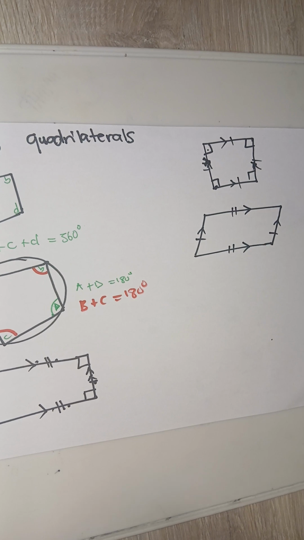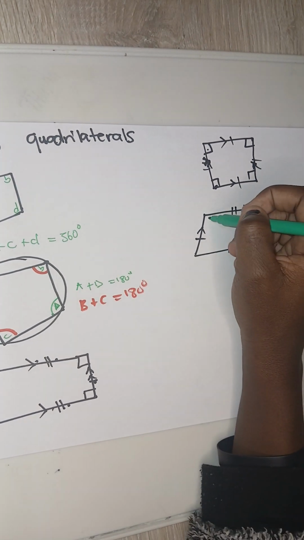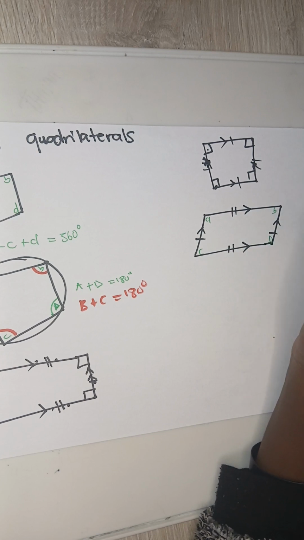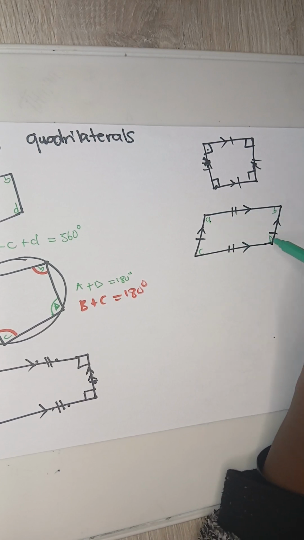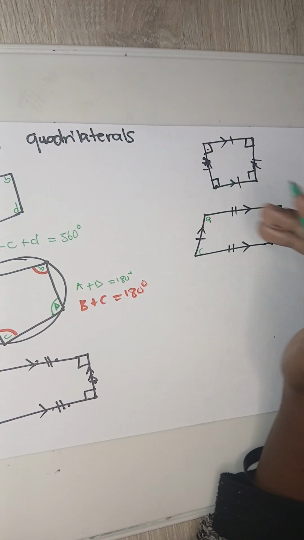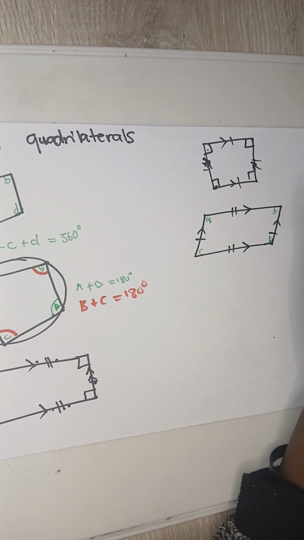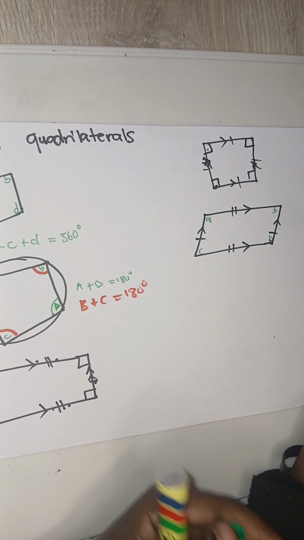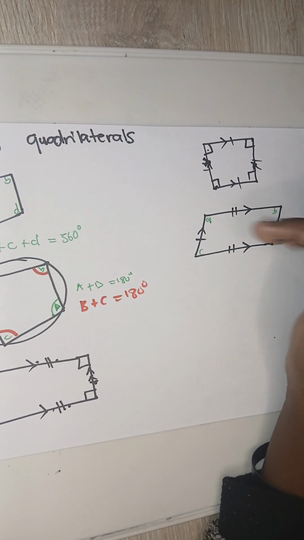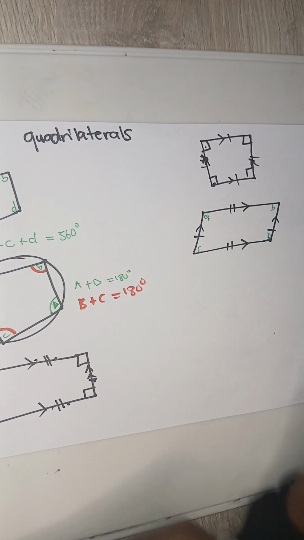A parallelogram says angle A is equal to angle D. And in a cyclic quad, they are not equal, but they add up to 180. Maybe I'll confuse you now, but just know in a parallelogram, these angles, the opposite angles, are equal.